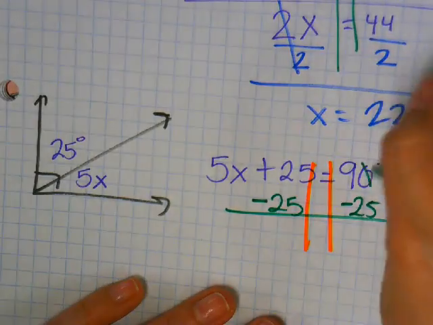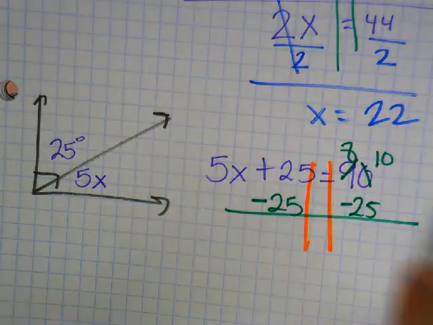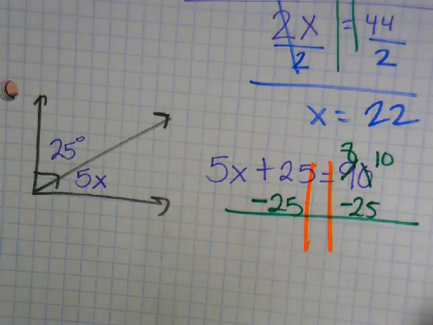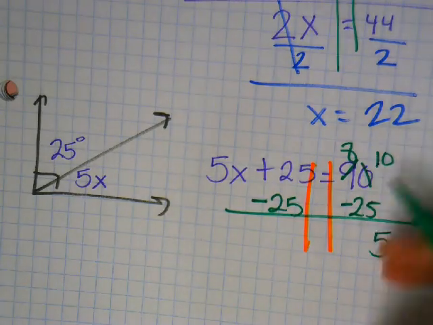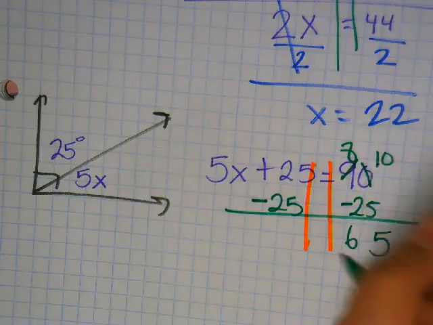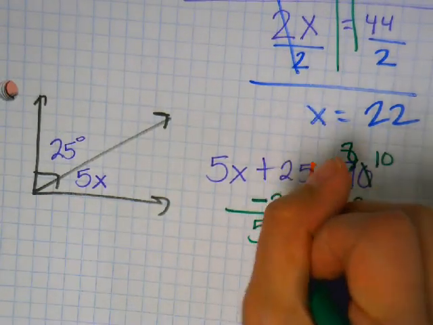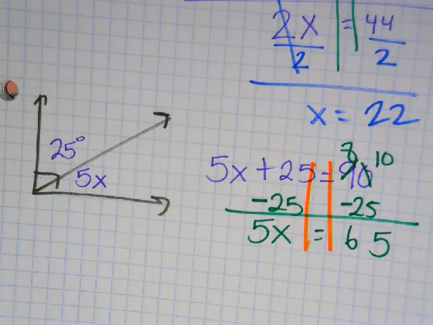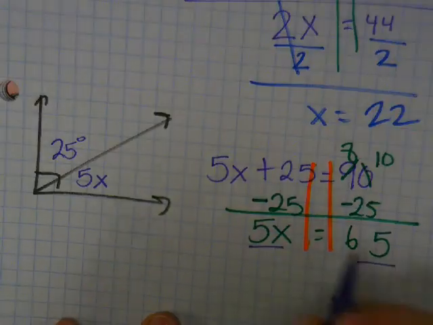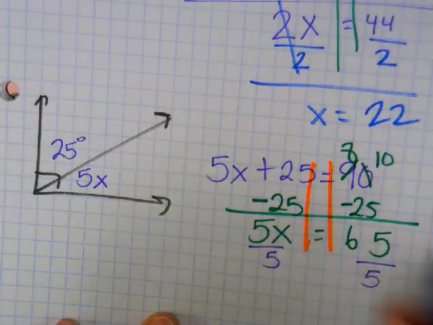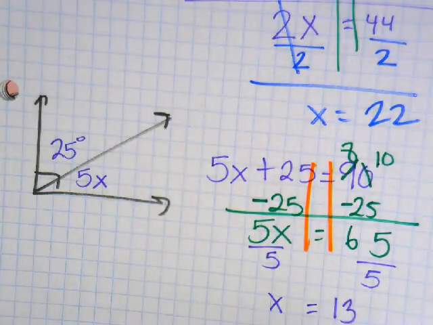Borrow. The hardest part of today's lesson is borrowing. But notice that it always becomes an 8 and a 10. What's 10 minus 5? 8 minus 2? 6 equals, what's left on this side? 5x. So now what's my last step? Divide by 5. X equals 13.